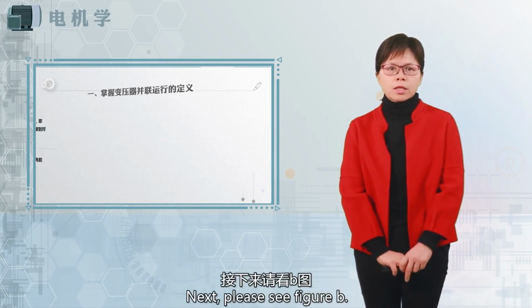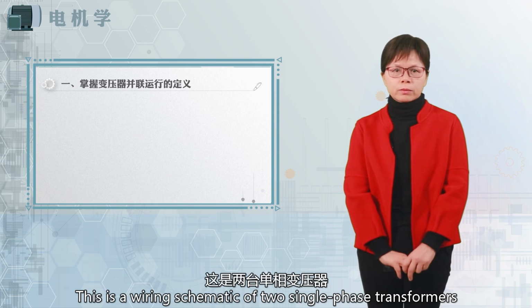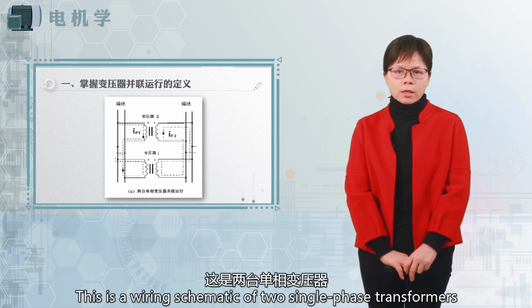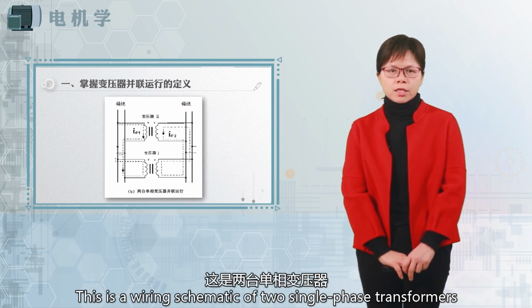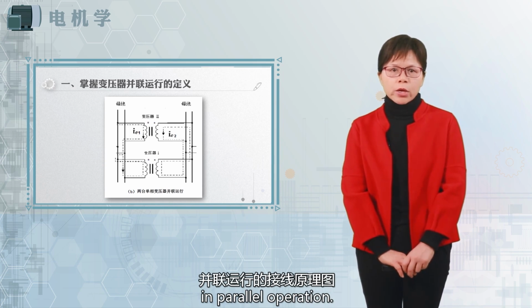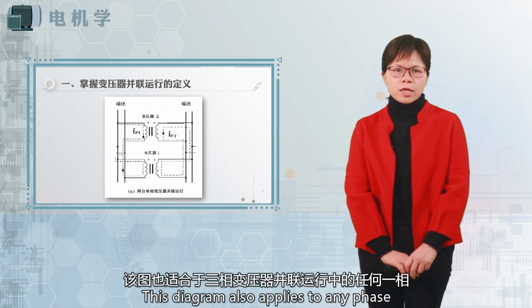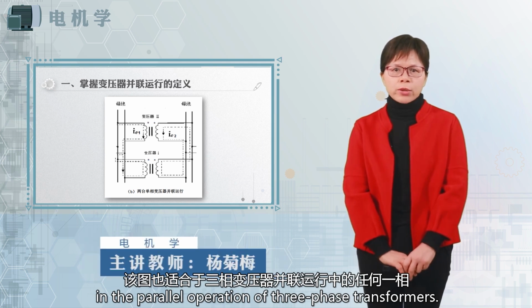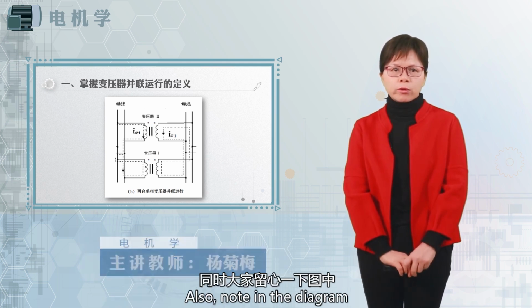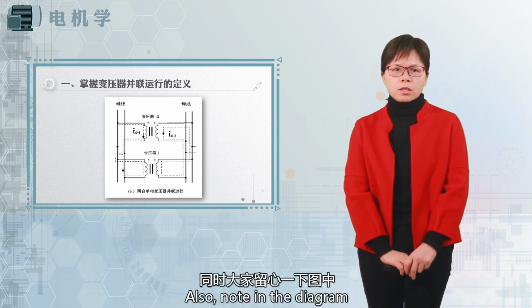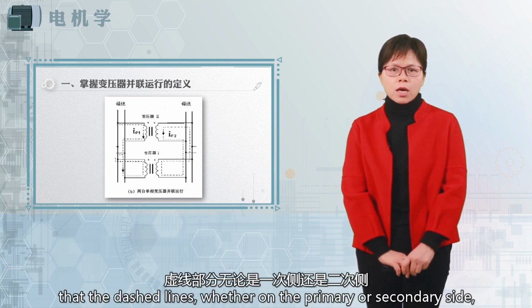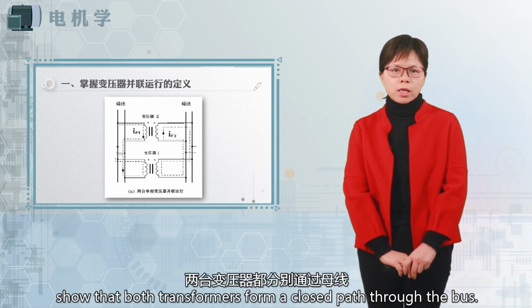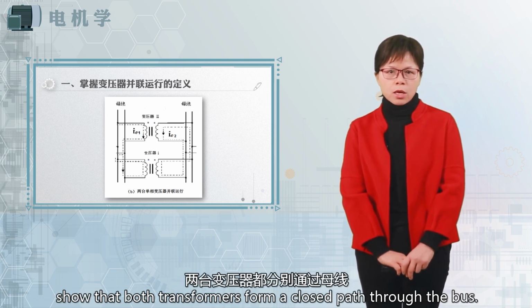Next, please see Figure B. This is a wiring schematic of two single-phase transformers in parallel operation. This diagram also applies to any phase in the parallel operation of three-phase transformers. Also, note in the diagram that the dashed lines, whether on the primary or secondary side, show that both transformers form a closed path through the bus.